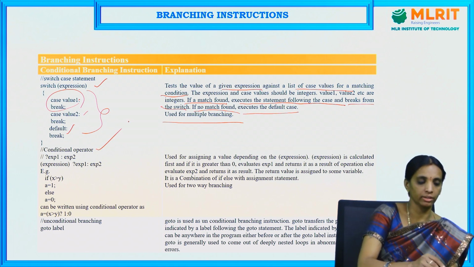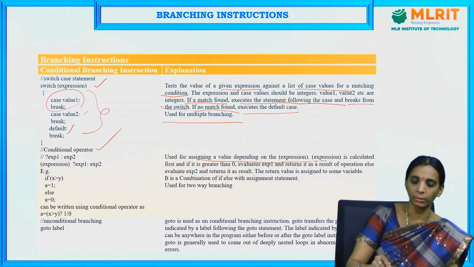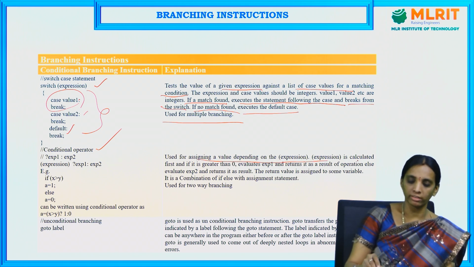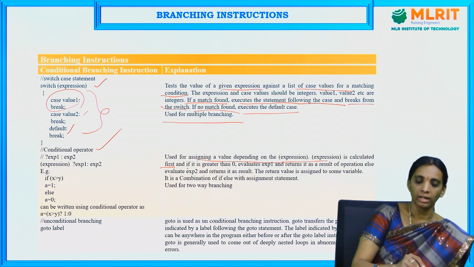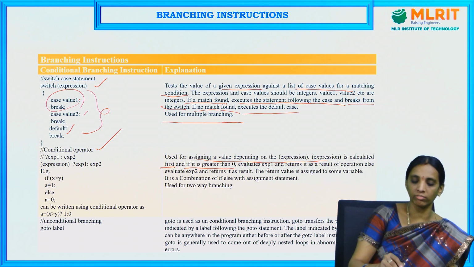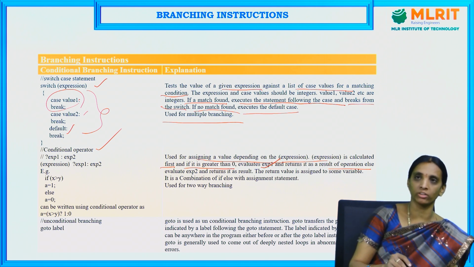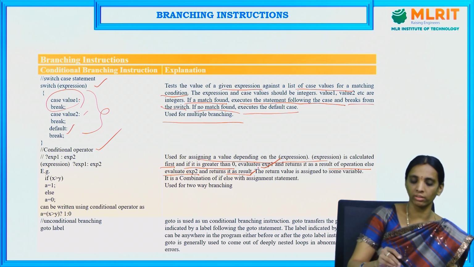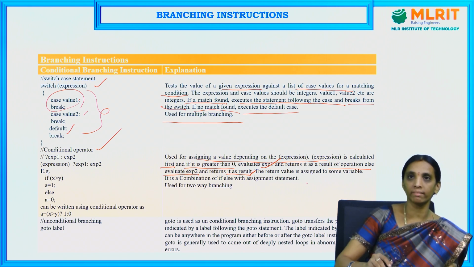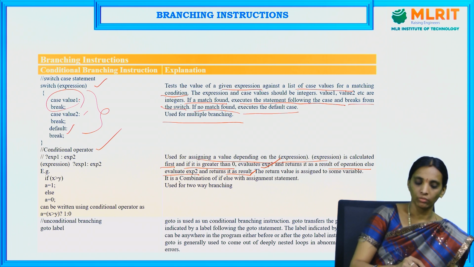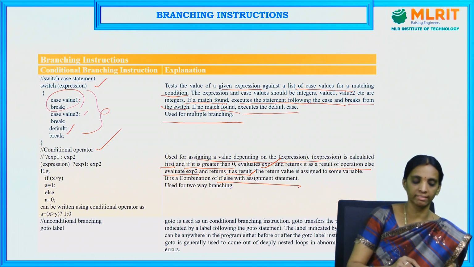And next, the conditional operator. Here it is used for assigning a value depending on the expression. The expression is calculated first, and if it is greater than 0, it evaluates expression 1 and returns the result of the operation. Else, that means if the result is not greater than 0, then it evaluates expression 2 and returns it as a result. The return value is assigned to some variable. So it is a combination of if-else with an assignment statement.